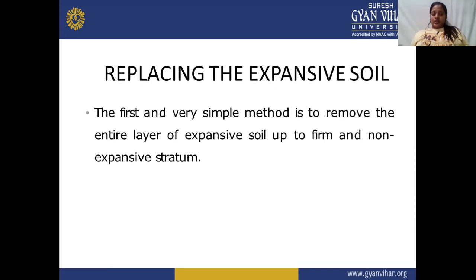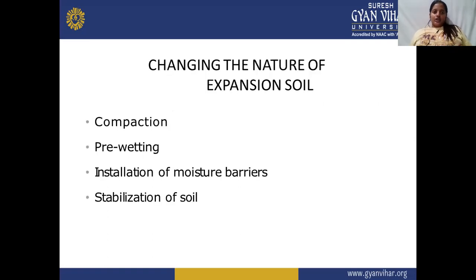Replacing the expansive soil. The first and very simple method is to remove the entire layer of the expansive soil and replace it with a firm, non-expansive stratum. So we can use any other soil which does not show any property of expansion as a replacement.